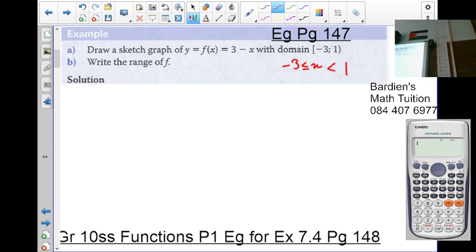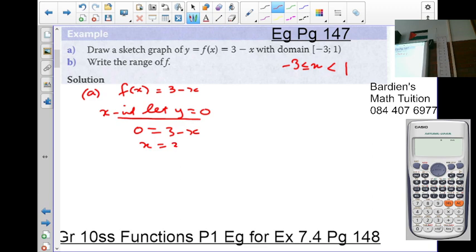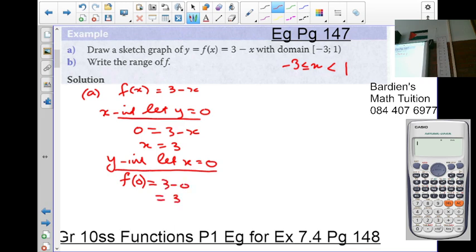Looking at the graph f of x, did we do the dual intercept method already? Yes, sir. What do you do for the x intercept? We let y equal to 0. So 0 is equal to 3 minus x, so x is equal to 3. Now for the y intercept, we let x equal to 0. So f of 0, or y is equal to 3 minus 0, which is 3.